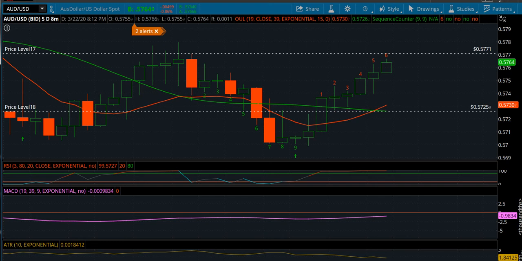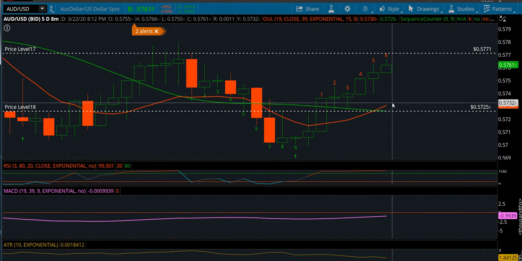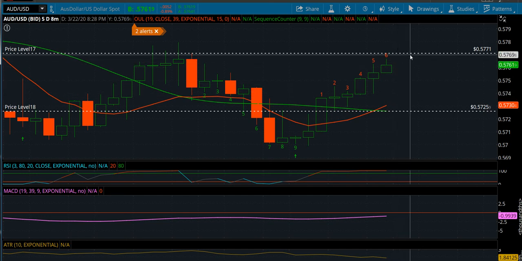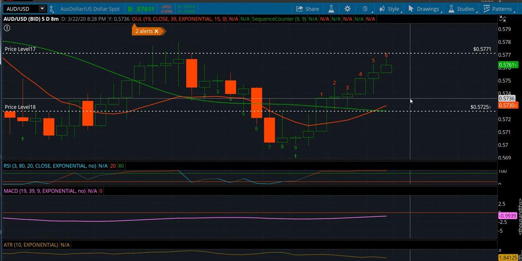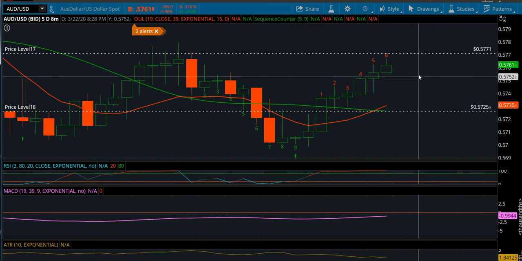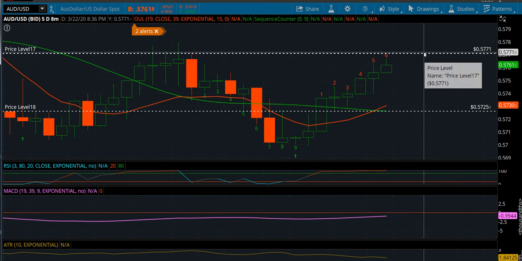But we're close to resistance. We're above the red line. Okay. So there's a bull case and there's a bear case, isn't there? The bear case is it could get up to this resistance and not break it.